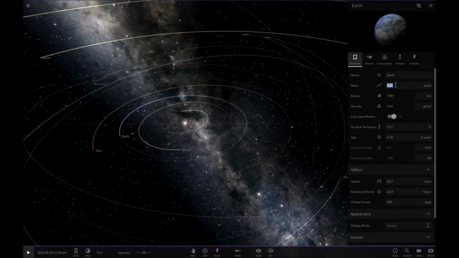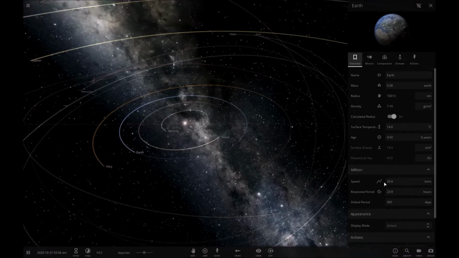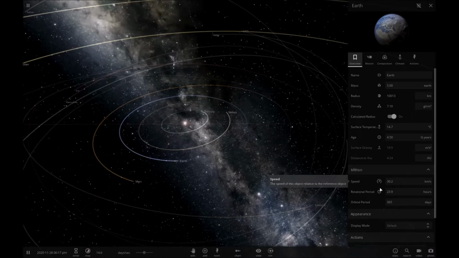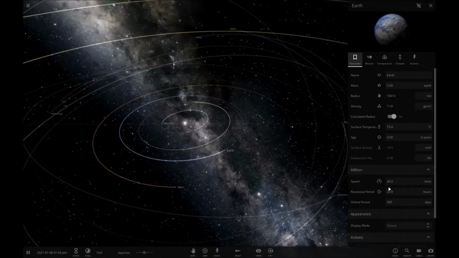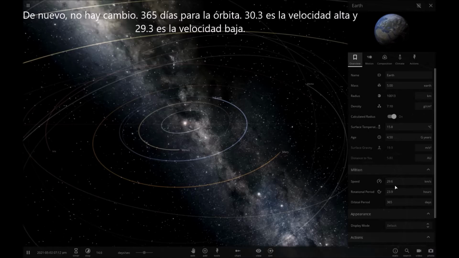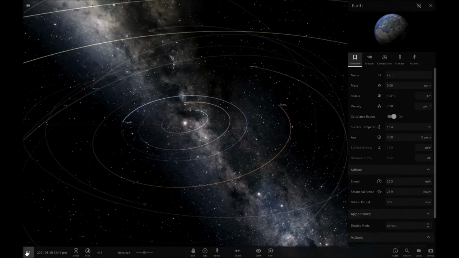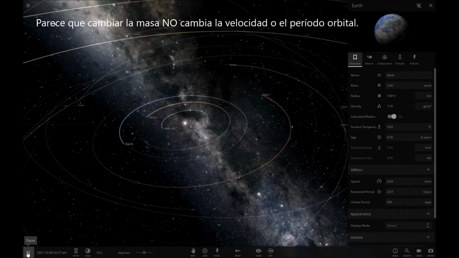So let's do some other stuff. Let's try 5 times as big. Let's see if that makes a difference. Well, we're still sitting at 365 days. Let's see what happens to our speed. Does that change at all? Well, we're still sitting at 30.3 as the highest. And as we come down the other side, 29.3 is the lowest. Huh. It looks almost as if changing the mass doesn't change the speed and doesn't change the orbital period.